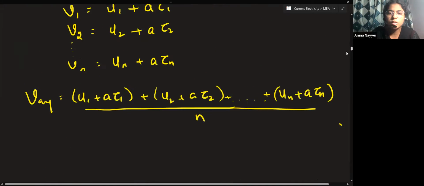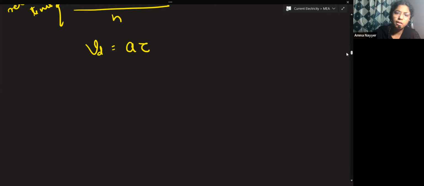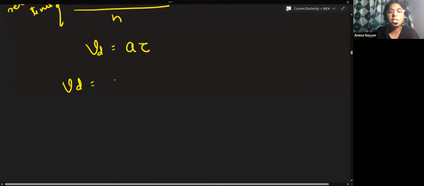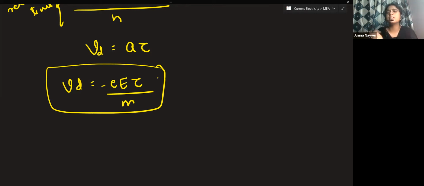So let us put this value in the derivation that we had. And why are we taking this negative sign? I'll tell you that again, don't worry about that. VD becomes what? This becomes E E tau divided by M. This is the formula of drift velocity. That whole thing was the derivation, just see it once. This is a lengthy derivation, I agree with you. But it is not very difficult to write because many things cancel and you have to take the average. So this is the formula of drift velocity.